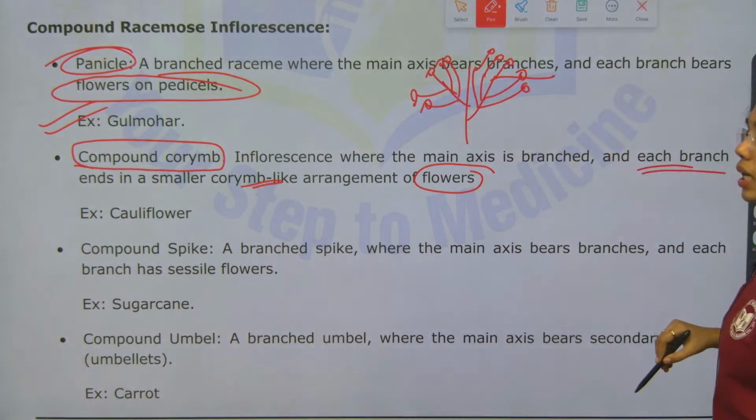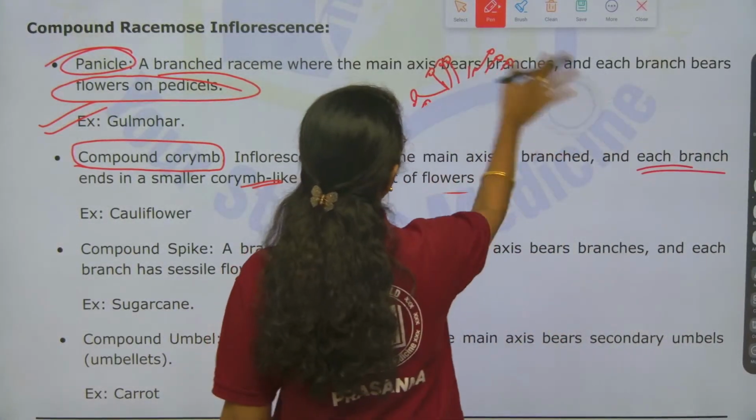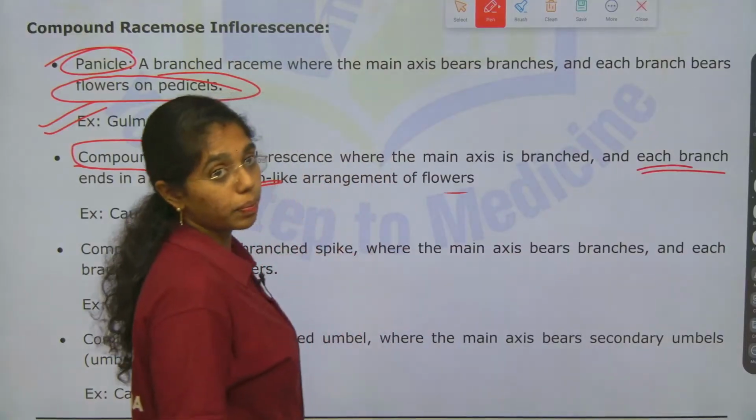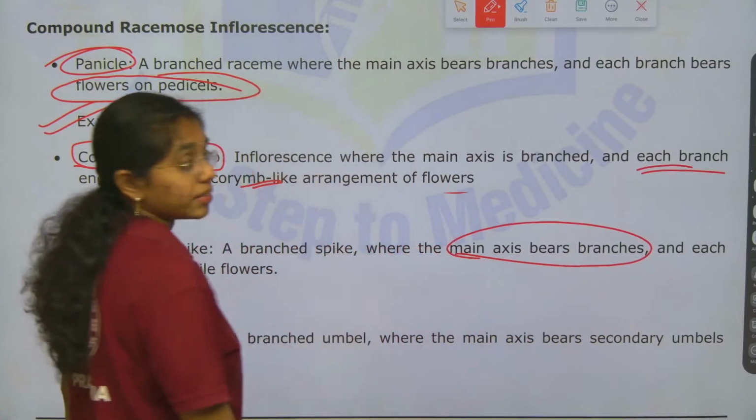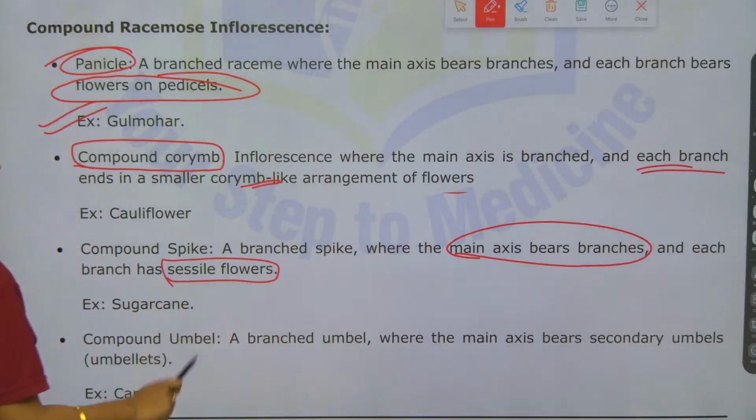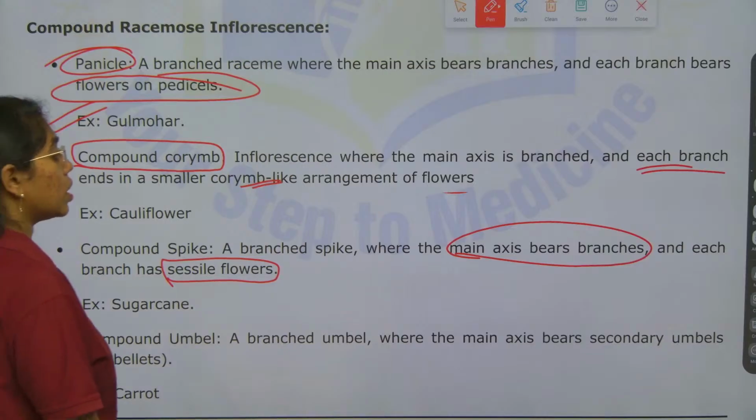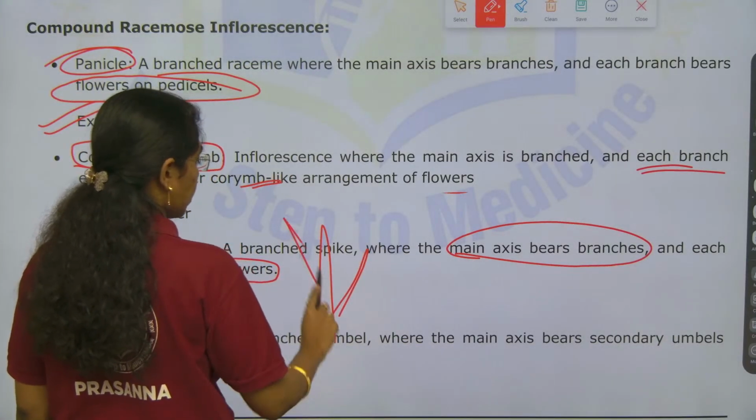And next you see compound spike, a branched spike wherein the main axis bears branches. Here the main axis itself is bearing what? Branches, and each branch has what? Sessile flowers. Each branch will have sessile flowers. Here if you see the main axis and here you see the sub axis.